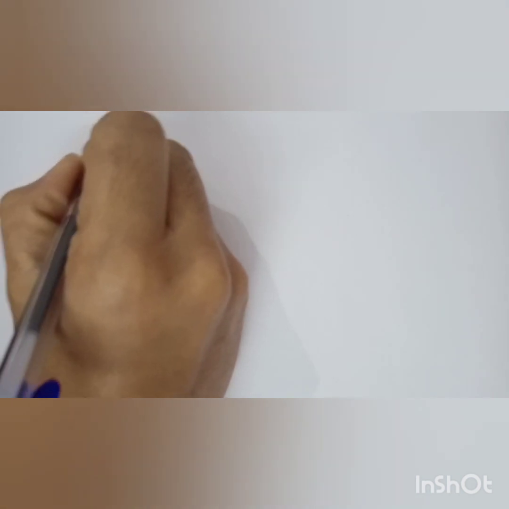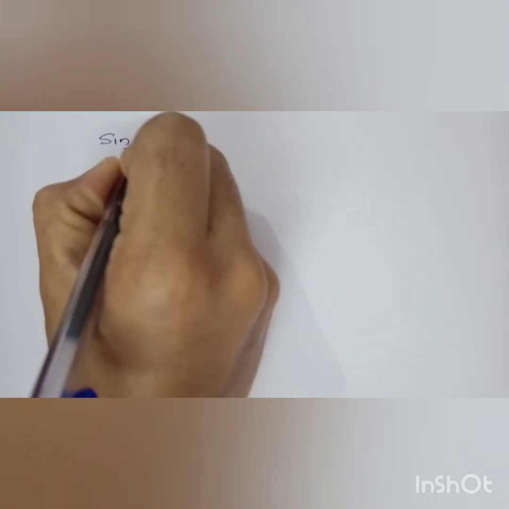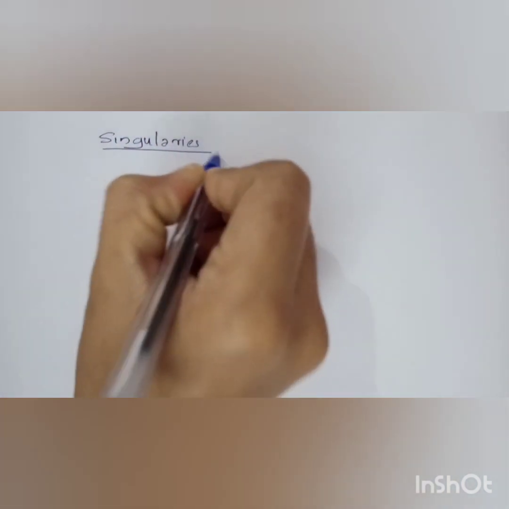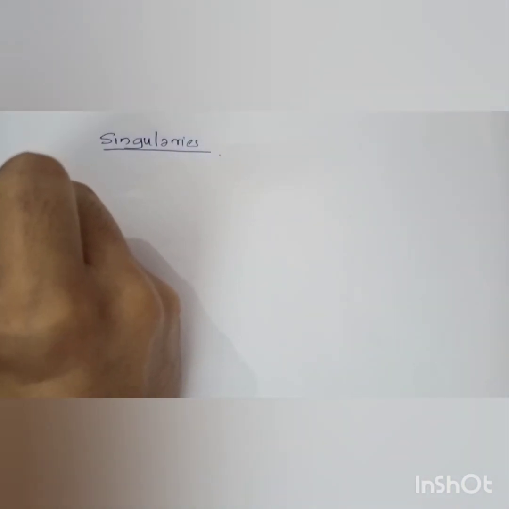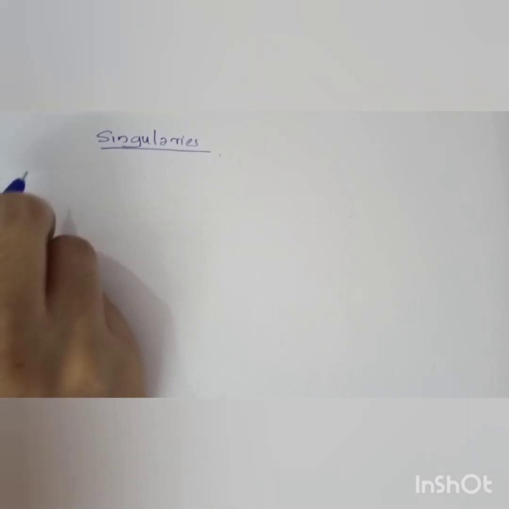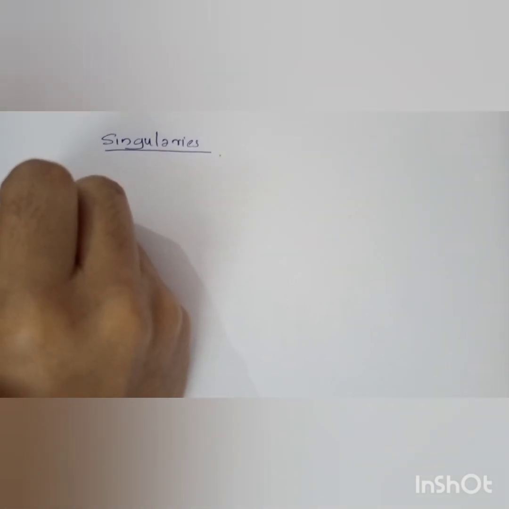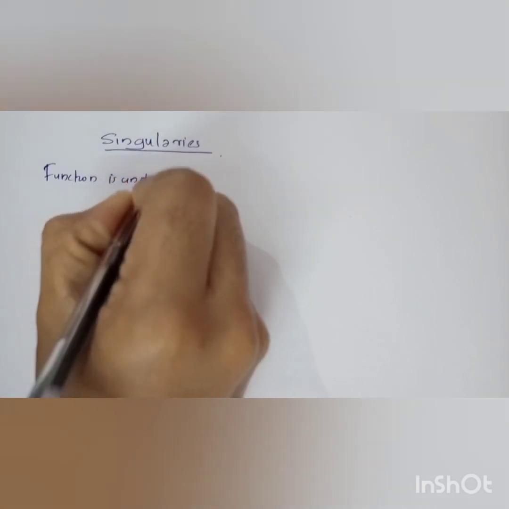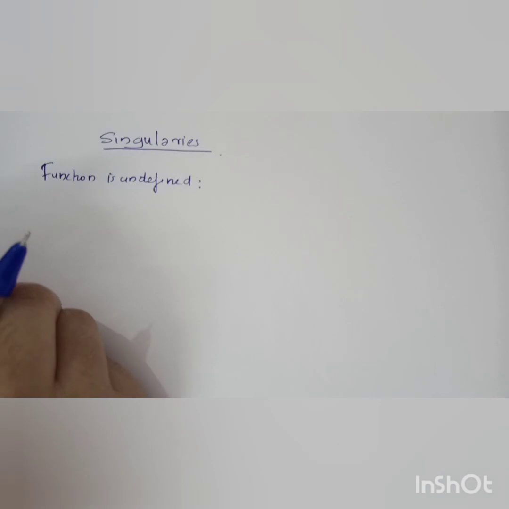next we have to know about singularities. Next topic is singularity. So what do you mean by singularities? Okay, so a singular point is a point at which the function is undefined. The function is undefined at the point. So function is undefined at the points. So that point is known as a singular point.